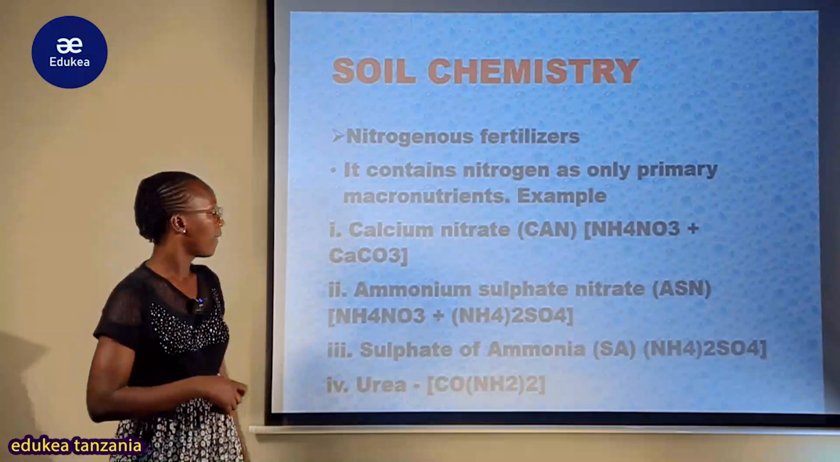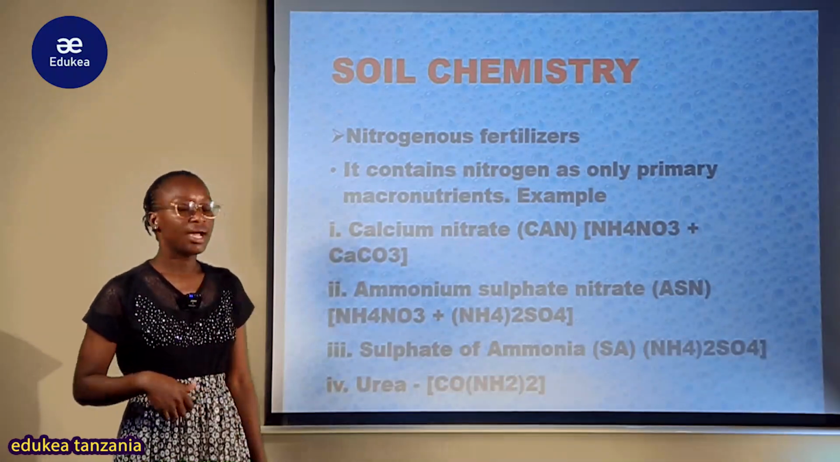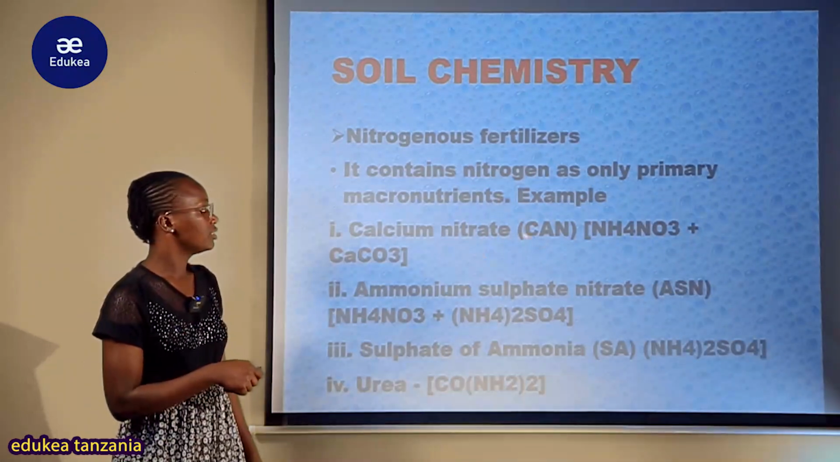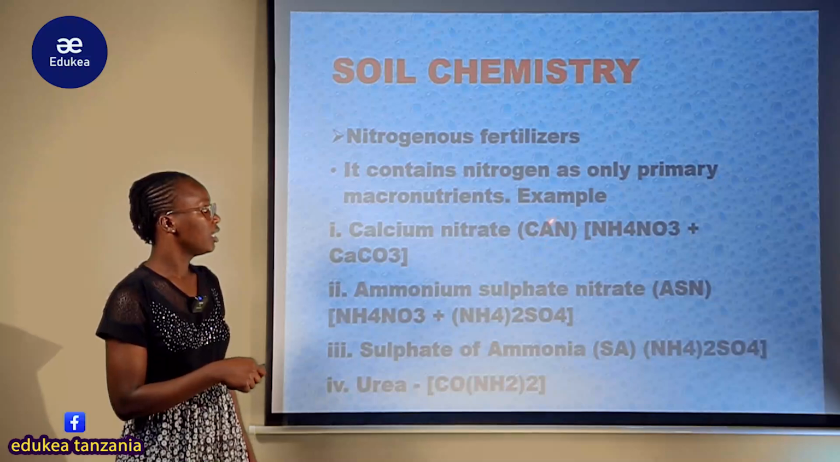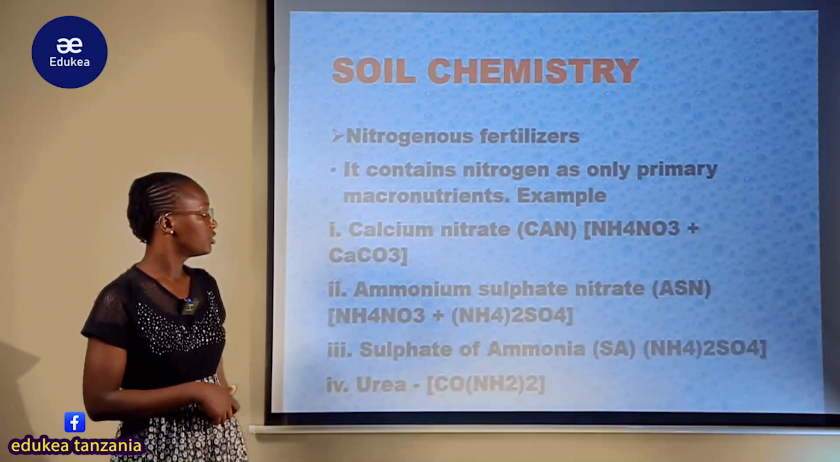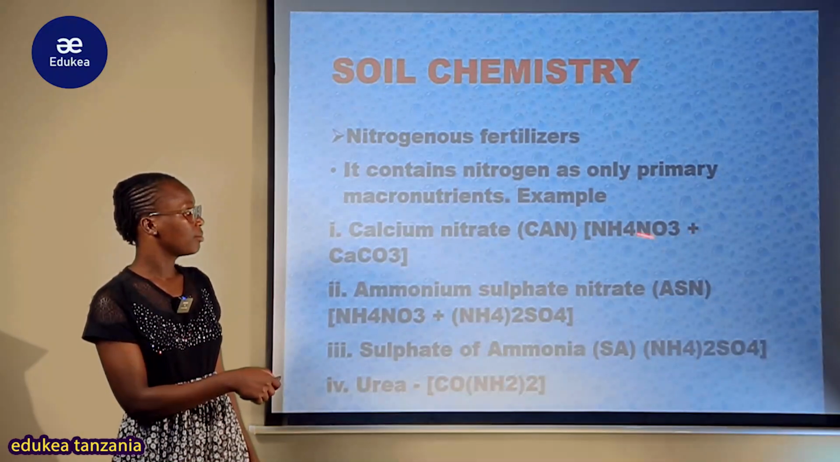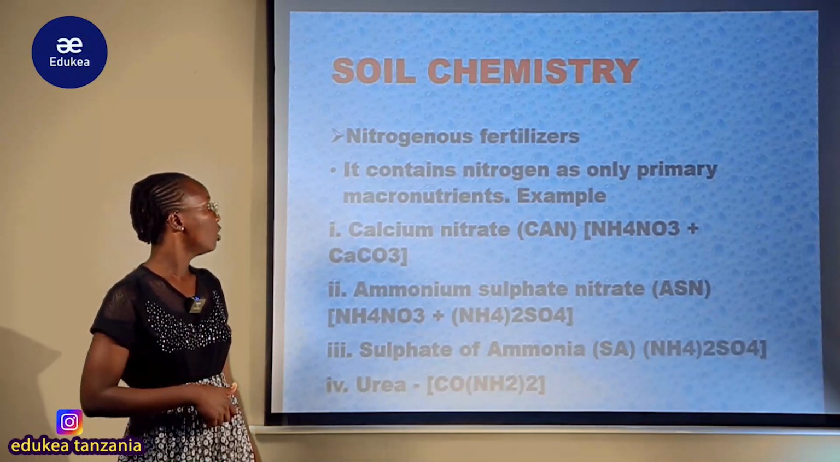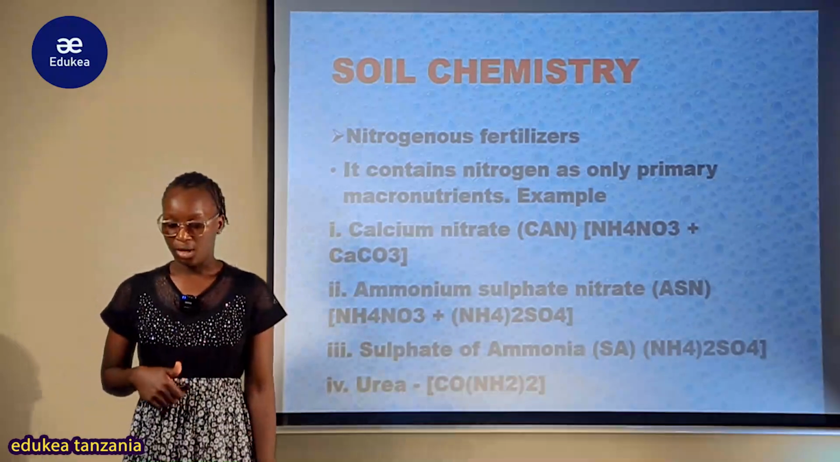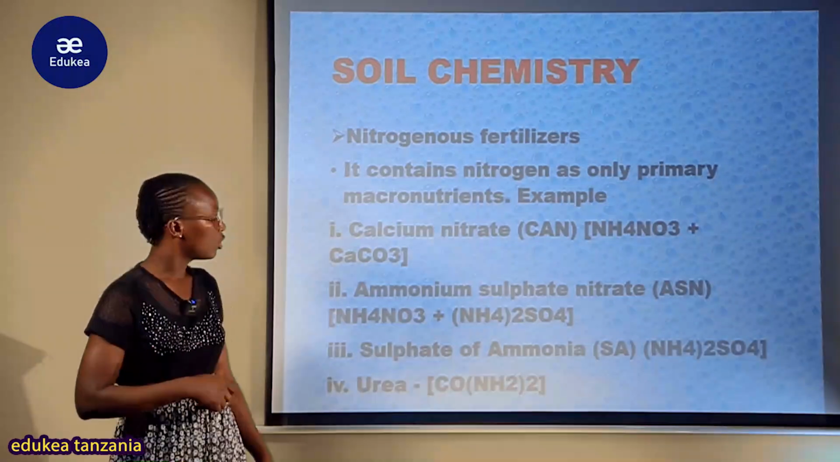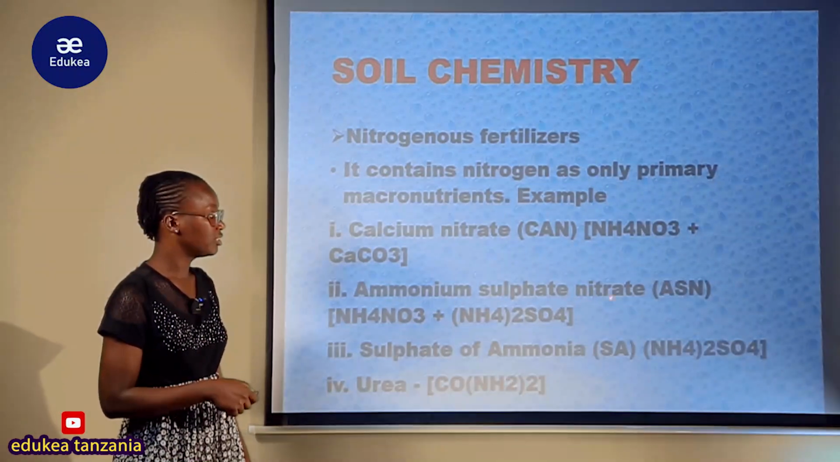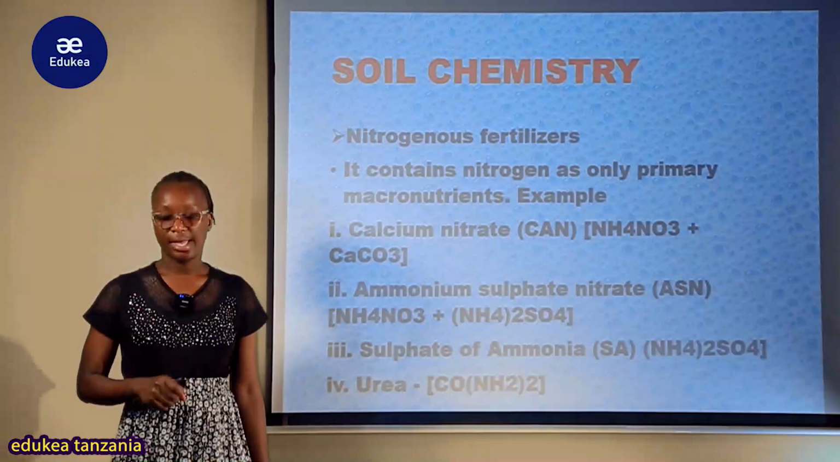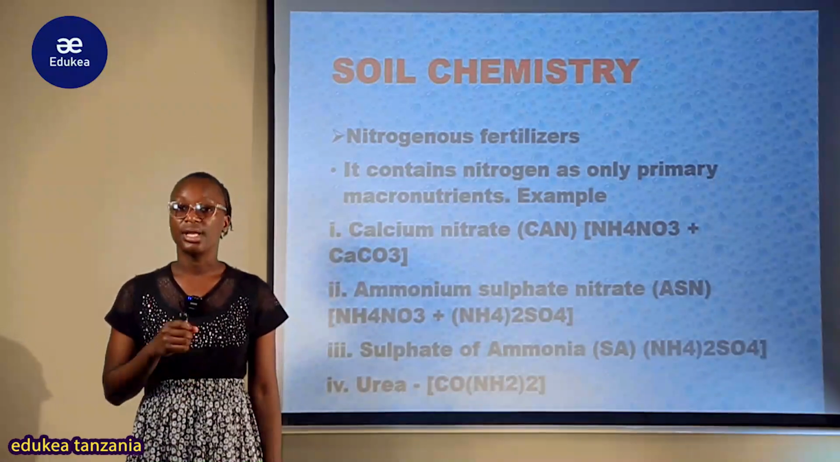Kwa mfano tuna calcium nitrate. Calcium nitrate ambayo ni CAN. This one is calcium nitrate ambayo chemical formula yake tukaandika hivi. This is ammonium nitrate plus calcium nitrate. So this is kind of nitrogenous fertilizers. But also we have ammonium sulfate nitrate ambayo ni ASN, ammonium sulfate nitrate.